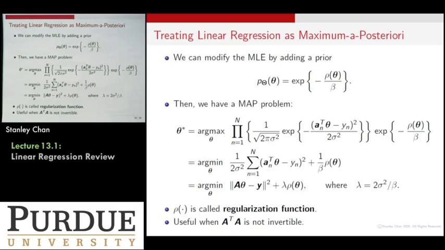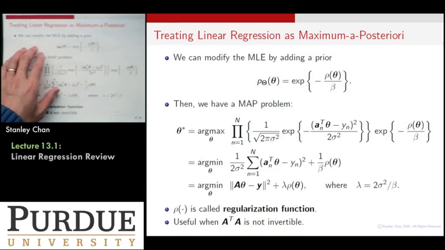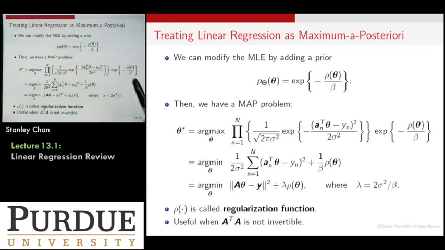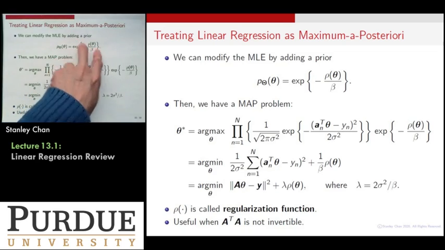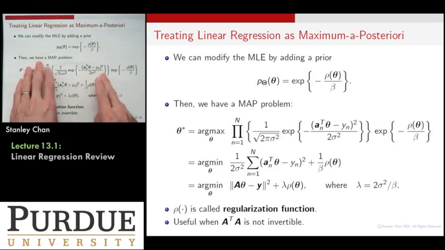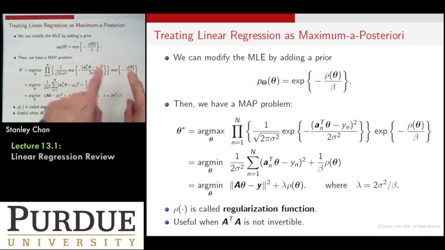Okay. Now, what if I also want to put a prior distribution using the Maximum-a-Posteriori approach? You're welcome to do so. You just put a prior distribution on theta in this form. It would be exponential of minus rho of theta divided by beta, where rho of theta is just some function. Okay, so let's assume that your prior takes this form. Then you can put this equation into here. Then it would be a likelihood times a prior. That will give you the Maximum-a-Posteriori estimation.